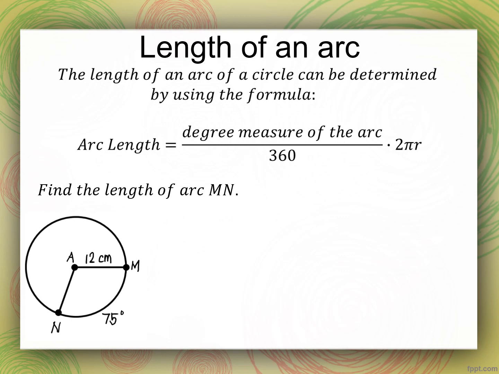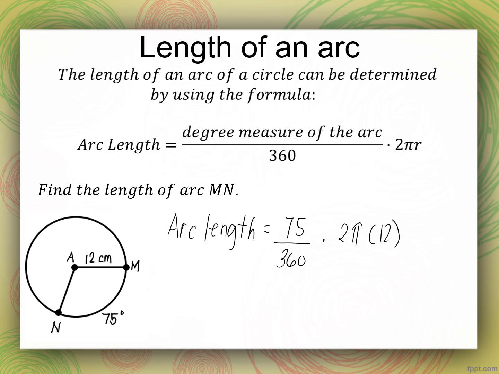So arc length is equal to, the degree measure of arc MN is 75 degrees. So we will have 75 all over 360 times 2 pi r. I'll be keeping pi first. I won't be changing it to a fraction or decimal yet. And then for the radius, it's 12.